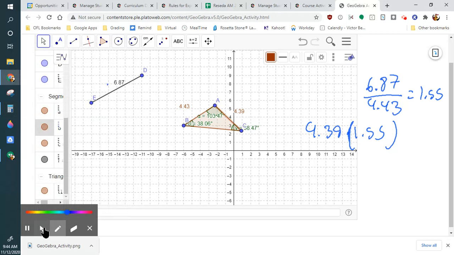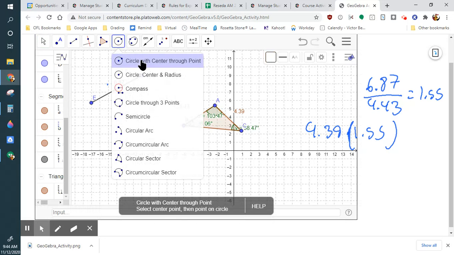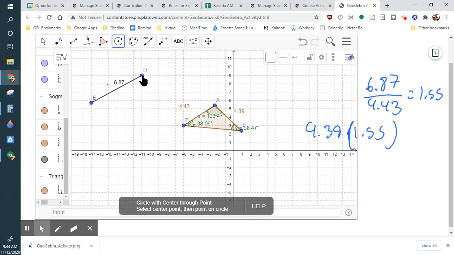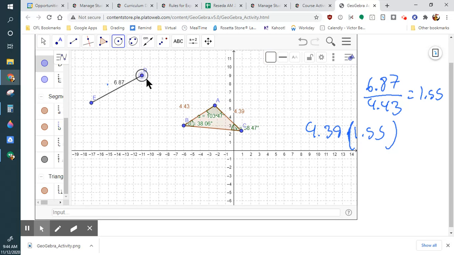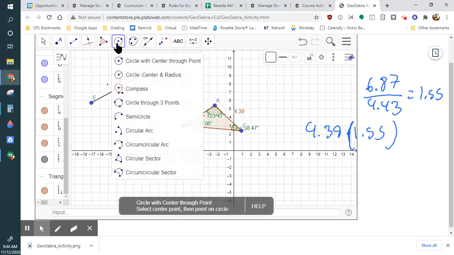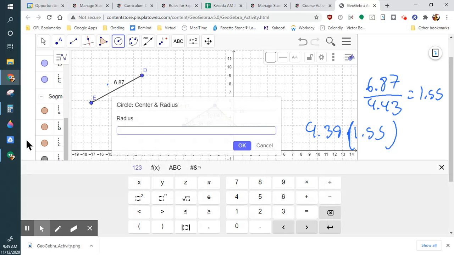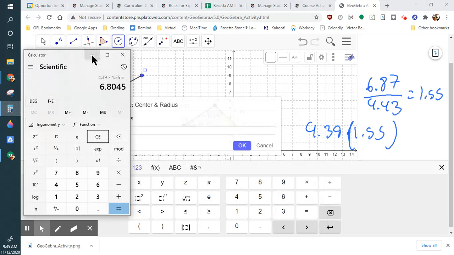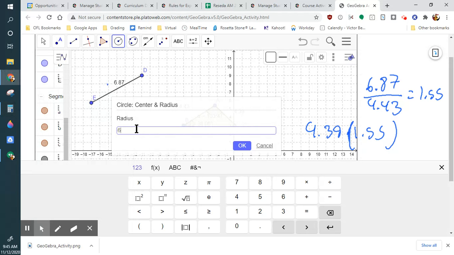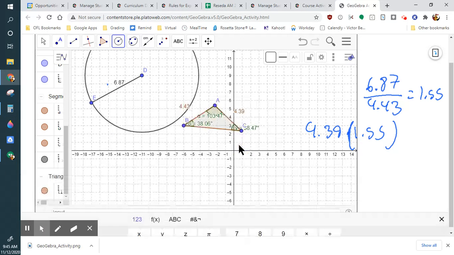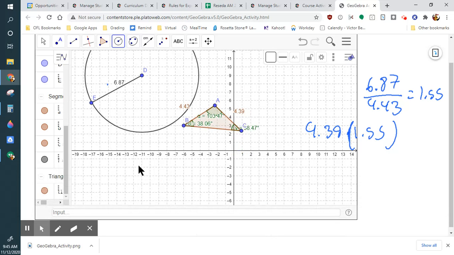So I want to grab a circle. Center with radius, I'm sorry. My center has to be E. I click this as my center. My radius is the number I got here, 6.80. There's my radius. I really hate the triangle I made. I should have made the sides a little different. These are so close inside that's why I've been having so much trouble.